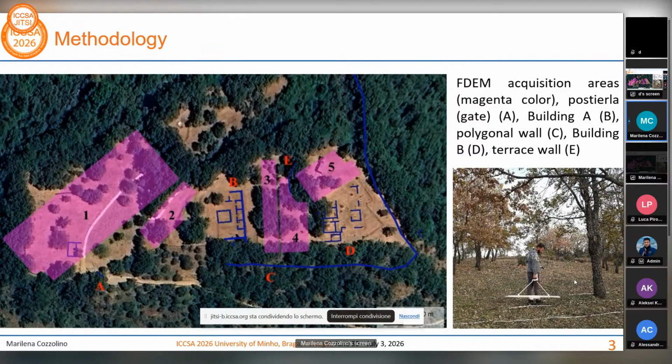During the first steps of data processing, we used only the single 15 kilohertz frequency, from which we obtained a representation of apparent resistivity. The acquisition was made every 1 meter, considering the size of archaeological structures. At this step, no inversion was applied, and we plan to do it in the next activity. Five zones were prospected, as shown in this slide.